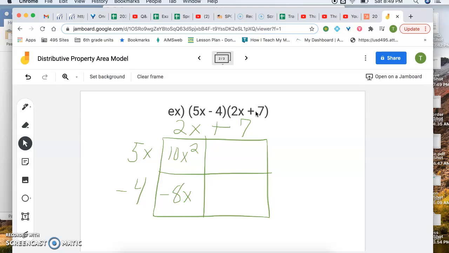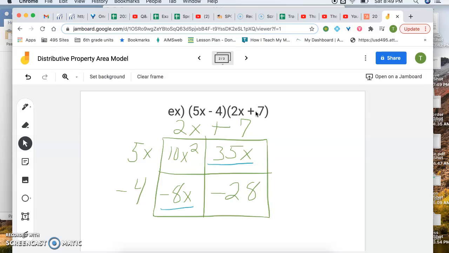Then we move over to this positive 7. So we have 5x times positive 7 is going to give us 35x. And then last, our positive 7 times negative 4 gives us a negative 28. We now can go ahead and write this as our polynomial. One thing we may want to make sure to check is that we have this 35x and minus 8x.